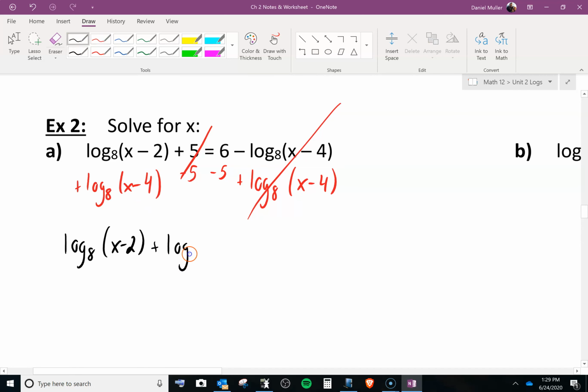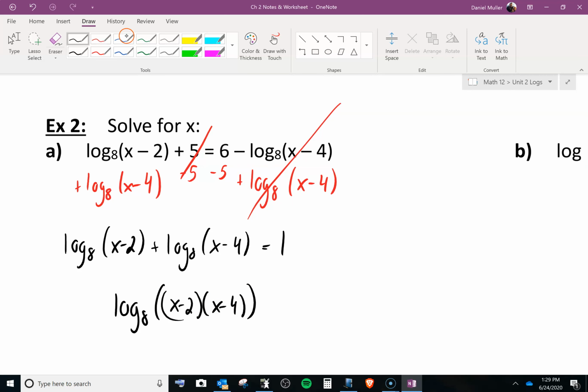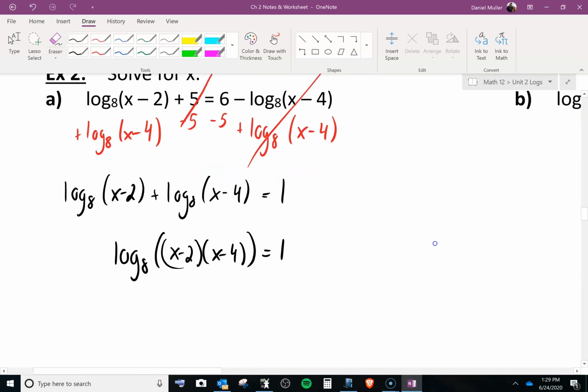Plus a log base 8 of x minus 4. So I've got the x minus 2 and the x minus 4, and on the other side, I have 6 minus 5, which is 1. So I can combine these together now, because the whole idea is to get them alone on one side and then combine them. So I have an x minus 2 times an x minus 4. I'll have to expand that, or FOIL it, or whatever word you use.